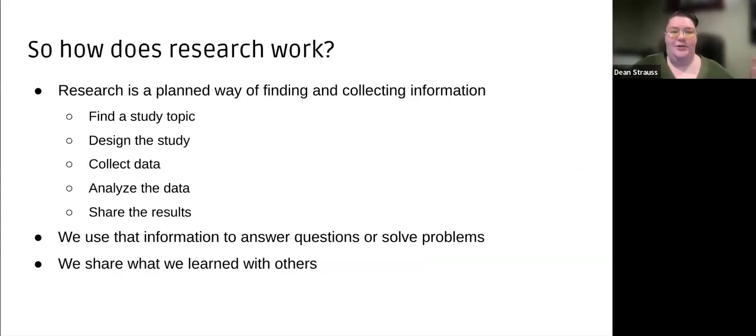So how does research actually work then? Research is a planned way of finding and collecting information. You find a study topic, you design the study, collect your data, analyze the data, and share the results. We use that information to answer questions and solve problems. And that can be things like, how best can we help autistic adults? And it can be things like, what is the most accessible way to do this thing? And then we share the information that we learn with other people. Next slide.